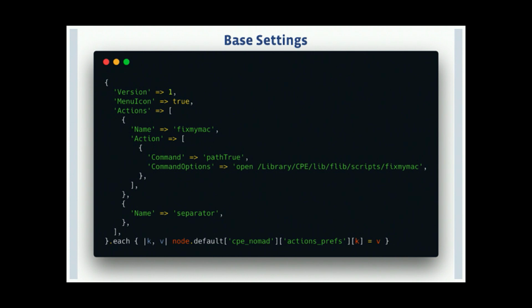In the base settings, we define the Fix My Mac action item. Here we've given it a name. We give it an array inside the action with a command and a command option. In this case, we were just simply running a script. I think this was an earlier version that would just load terminal and run the script itself. But this, again, is in base settings because we want this to be applied to everybody, right?